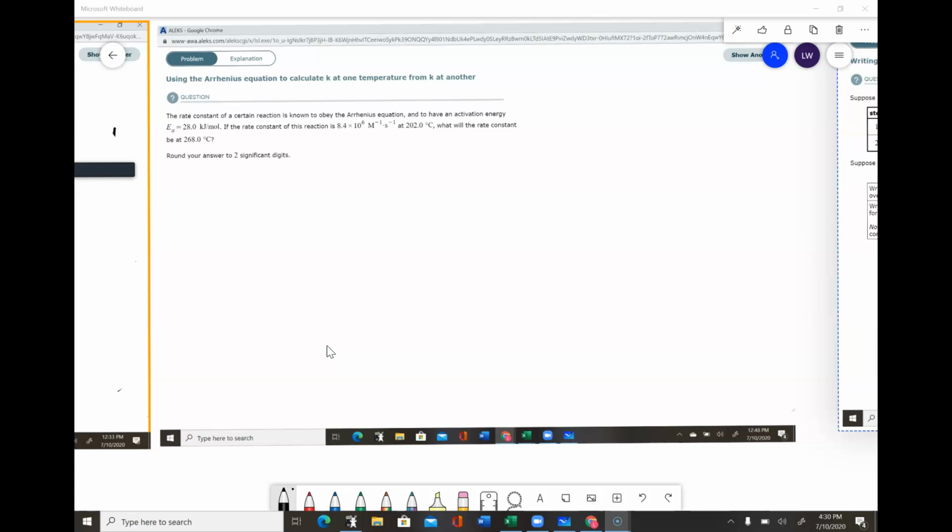The important thing to recognize is to make sure that your answers are consistent with the concept that as the temperature increases, the K should become a bigger number. So you always want to double check that at the end.